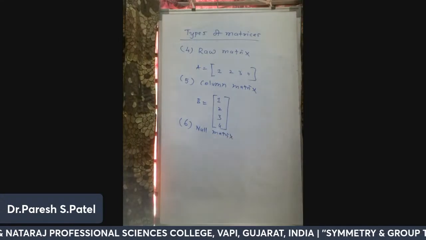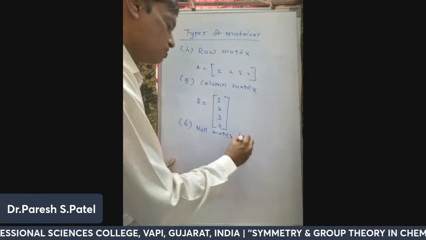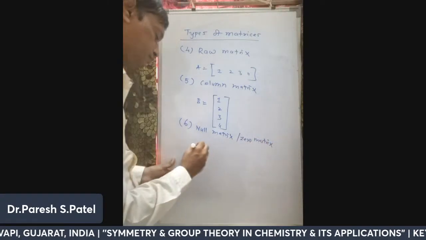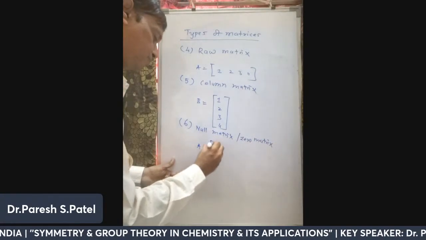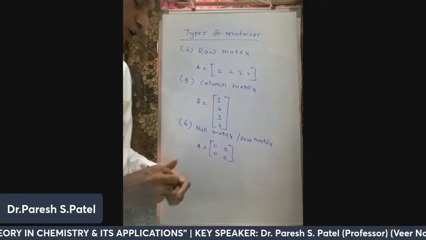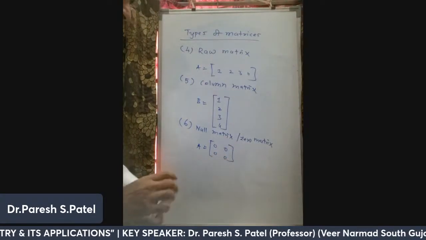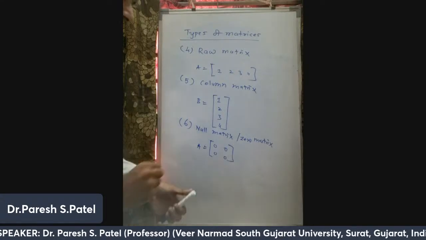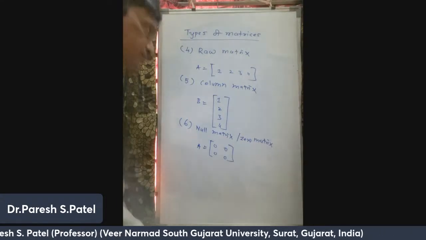Next one is null matrix or zero matrix. A is equal to 0, 0, 0, 0. If the value of all the elements are 0, so that type of the matrix can be represented as a null matrix.